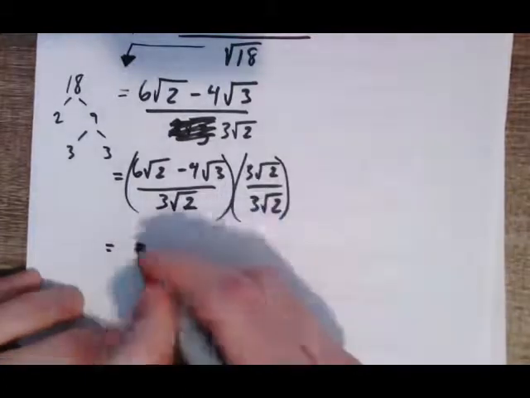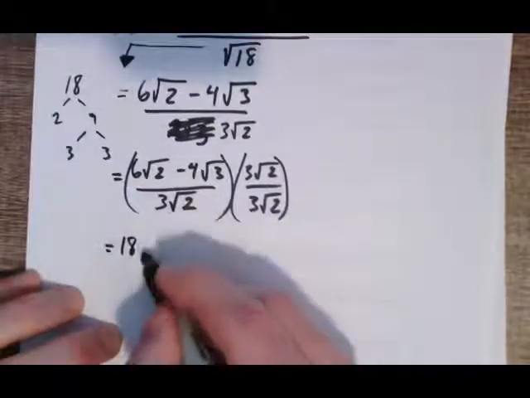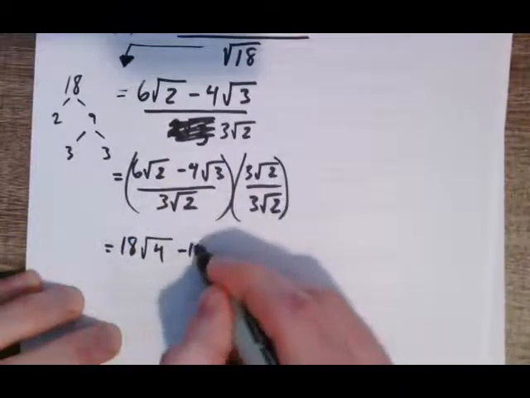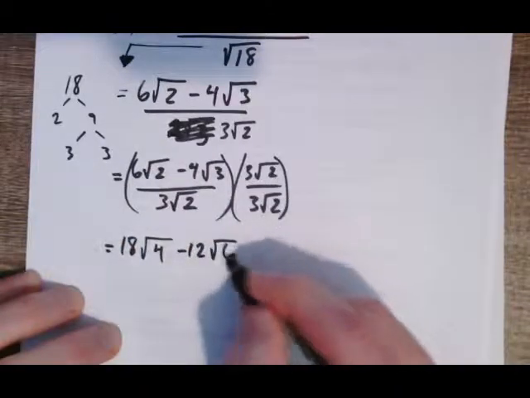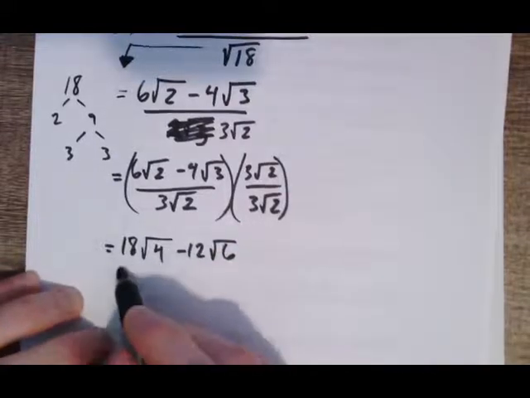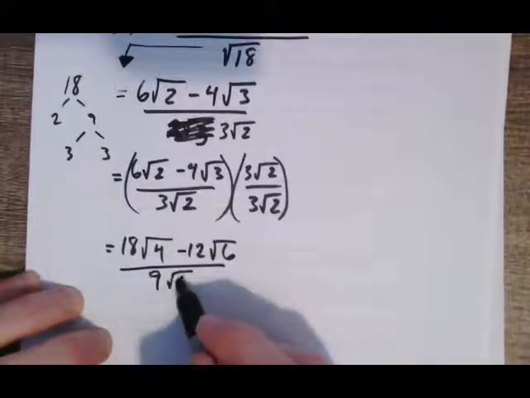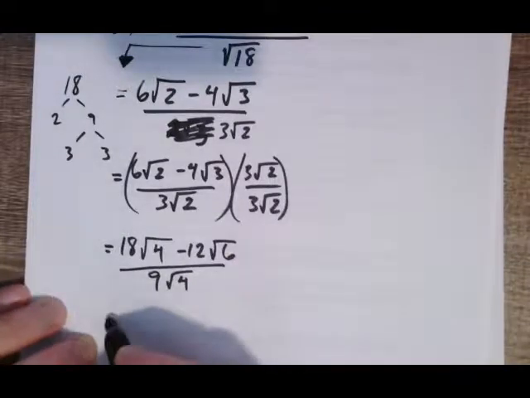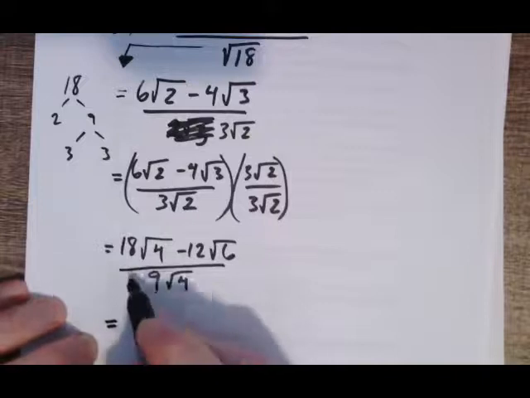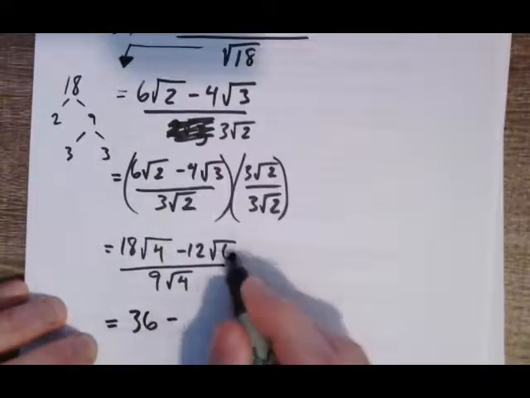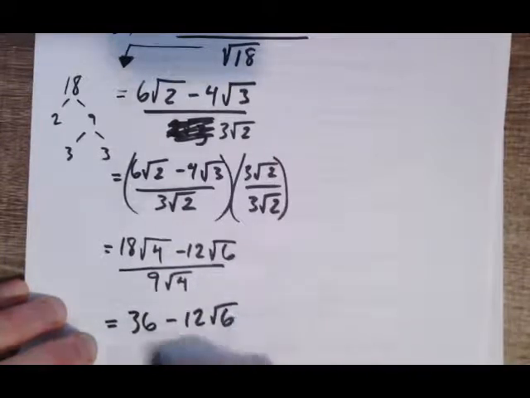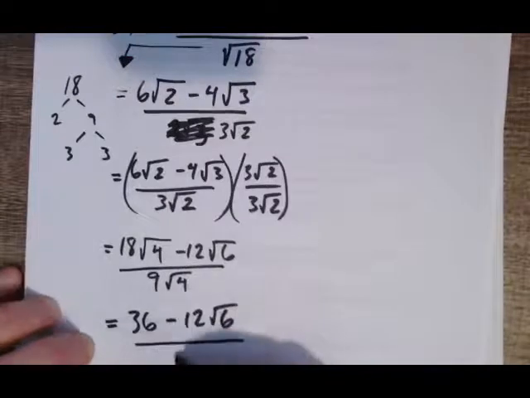So 6 times 3 is 18 root 4. Negative 4 times 3 is negative 12 root 6 all over 9 root 4. Simplify. 18 times 2 is 36. Root 6 is not going to simplify. It's 2 times 3, minus 12 root 6. 9 times 2 is 18.